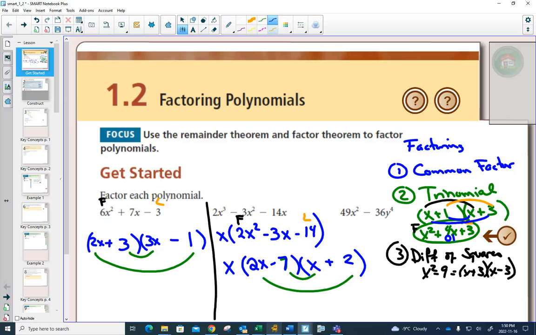Multiply it out. Do your last ones give you the minus 14? They do. Do your first ones give you 2x squared? And we just checked the outside and the inside.